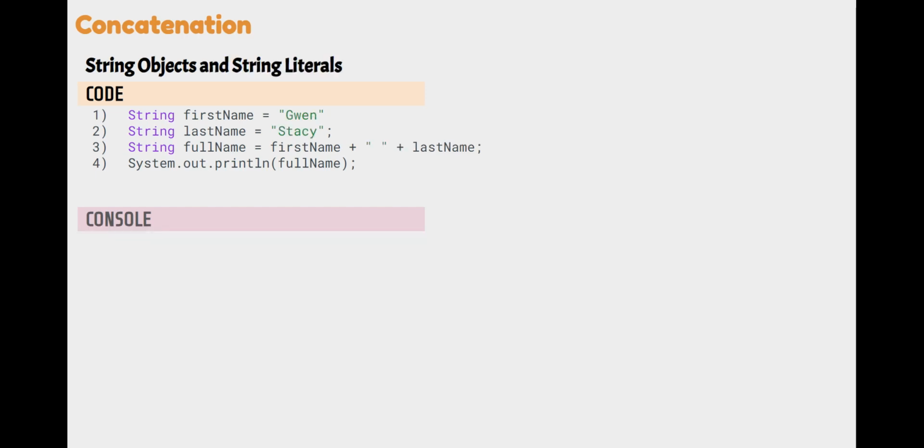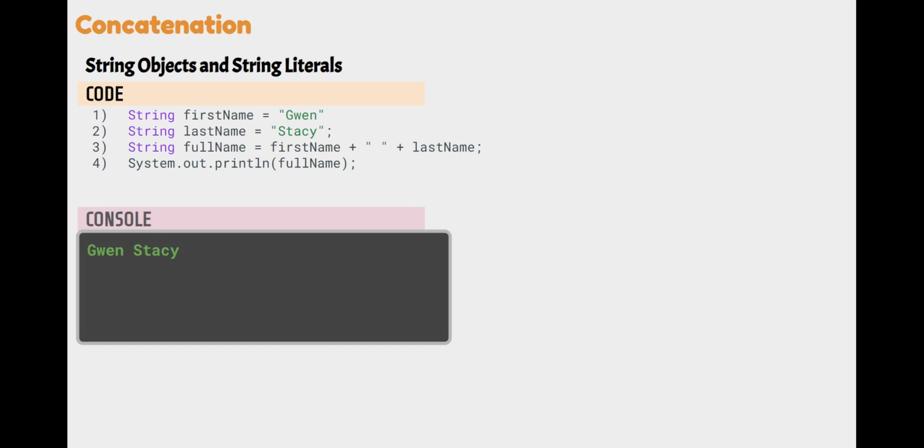And we can concatenate string objects and string literals if we want to. So we have our string object first name being assigned Gwen, our string last name being assigned Stacy, and then we have our string full name in which we are concatenating the string object first name, and then we are concatenating the string literal of a single space, and then we are concatenating the string object last name. And so when we print out full name, we will have Gwen, that single space, and Stacy.